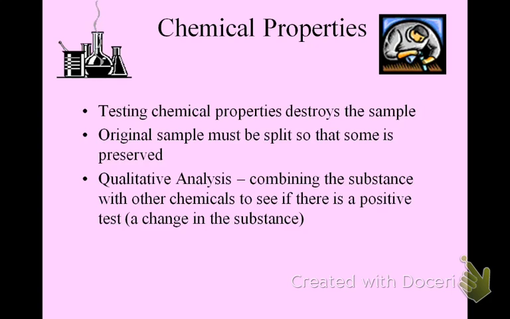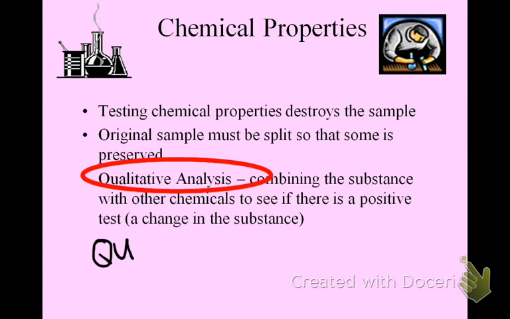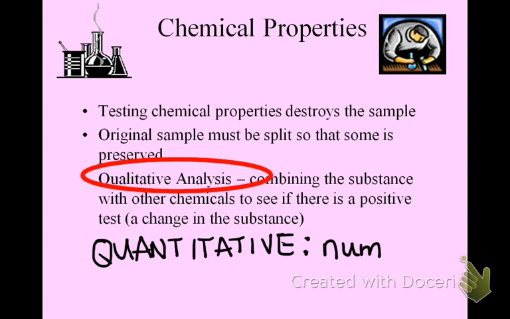Qualitative analysis is looking at the qualities of something, combining with other chemicals to see if there's a positive test or a change in the substance. This is another thing that you need to know, objectives-wise. Qualitative analysis is just using the characteristics or the qualities of something, as opposed to quantitative. Quantitative refers to the quantity of something. Quantitative analysis involves numbers, so we're actually collecting numerical data and taking measurements.